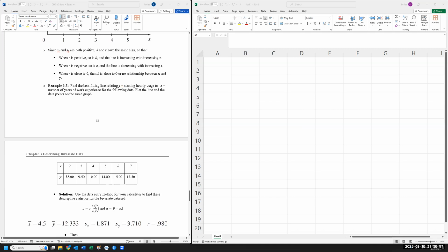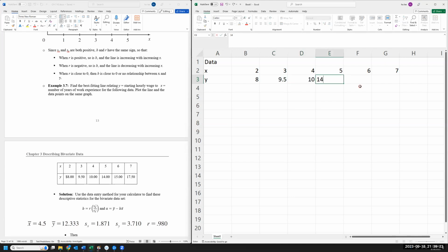Okay, so let me just punch the data into Excel. We have an x and we have a y, and our x data points are 2, 3, 4, 5, 6, 7. And our y is $8, $9.50, 10, 14, 15 and 17.50. And let me put in the decimals so it looks nicer. Highlight everything, click on this button here to increase the decimals. So this is our data.